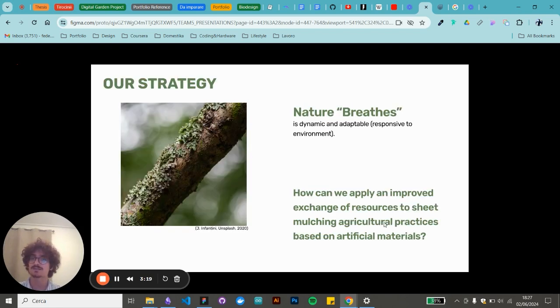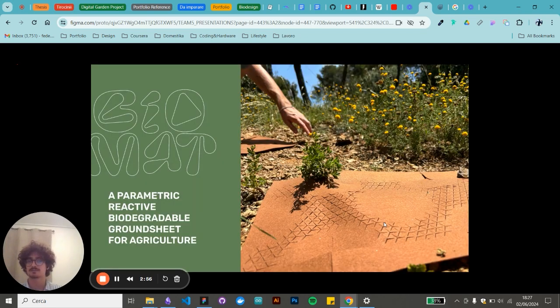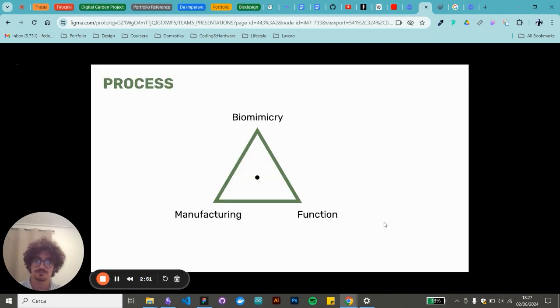On the other hand, in nature, we see that nature breathes and behaves in a way that leads to adaptation. This has become our project vision: to make an improved and more natural sheet for mulching, reactive to the environment, permeable to gases and water, and dynamically adaptable to the place it is deployed. So we made Biomat, a parametric, reactive, biodegradable ground sheet for agriculture.